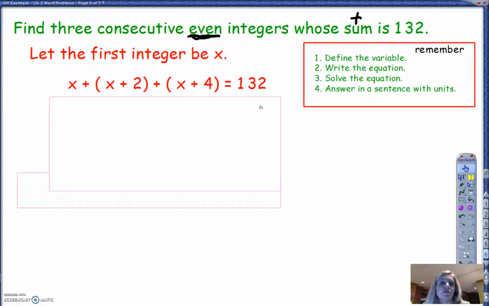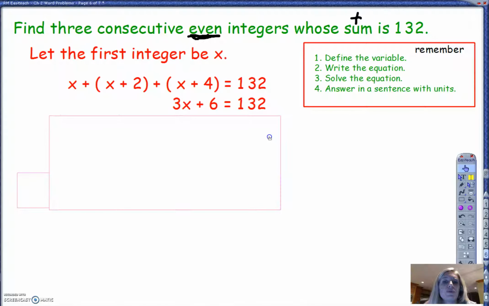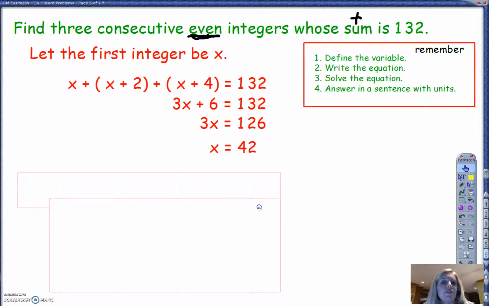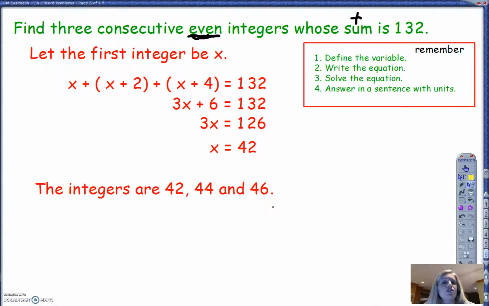Okay, now we're going to solve. You're going to combine like terms. You put all your x's together. You have 3 x's. Put your constants together. 2 plus 4 is 6, and it still equals 132. You solve by subtracting 6 from both sides. You have 3x equals 126. And divide by 3, you get x equals 42. So now you've solved the equation. So step 3 is done. And then our last step, answer in a sentence with units. So we're going to write the integers are 42, 44, and 46. There you go.